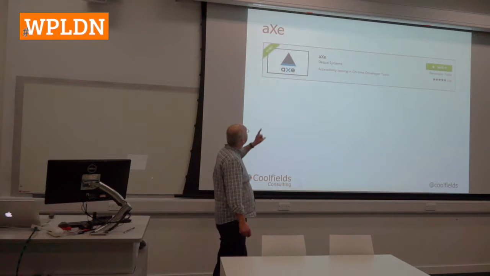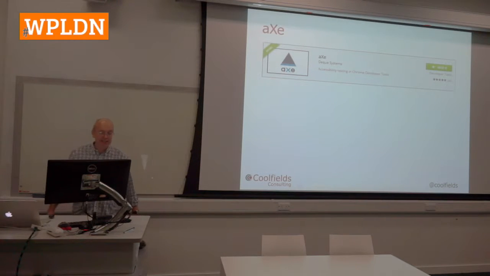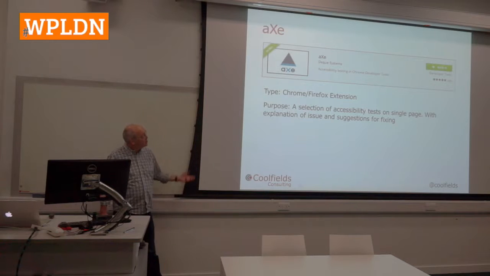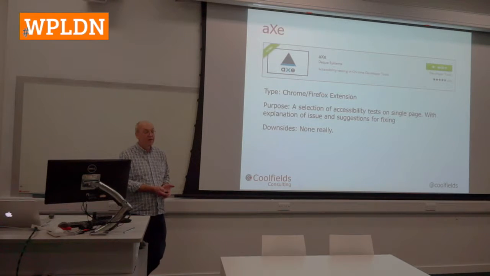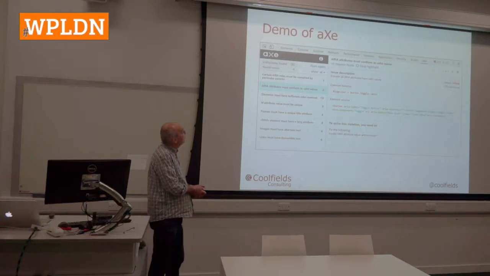The next one I'm going to talk about is an extension called Axe, and it's created by a company called Deque, an American company, and it's also available in Chrome and Firefox. It's free, and it's also a selection of accessibility tests on a single page. But the great thing about this is it does give you an explanation as to what the issues are that it finds, and not only that, it also gives you some suggestions of how you can fix them as well. There aren't any downsides to this. It's just there's a lot of information there to interpret.